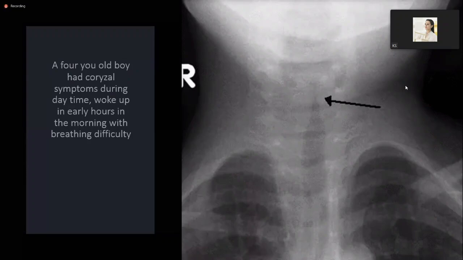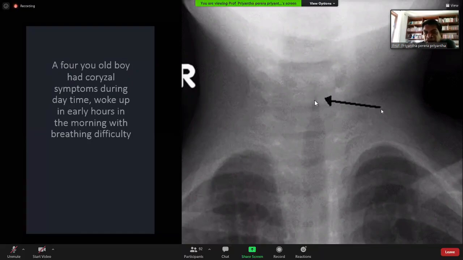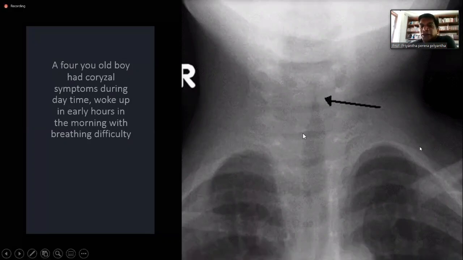Steeple sign in croup. Yeah, this is the steeple sign, which is seen in croup. Good. So what happens is the tracheal column is there like that, and this is around the glottis area. It looks like the steeple of a church. Some people call it the pencil sign as well, right? So it's characteristic.